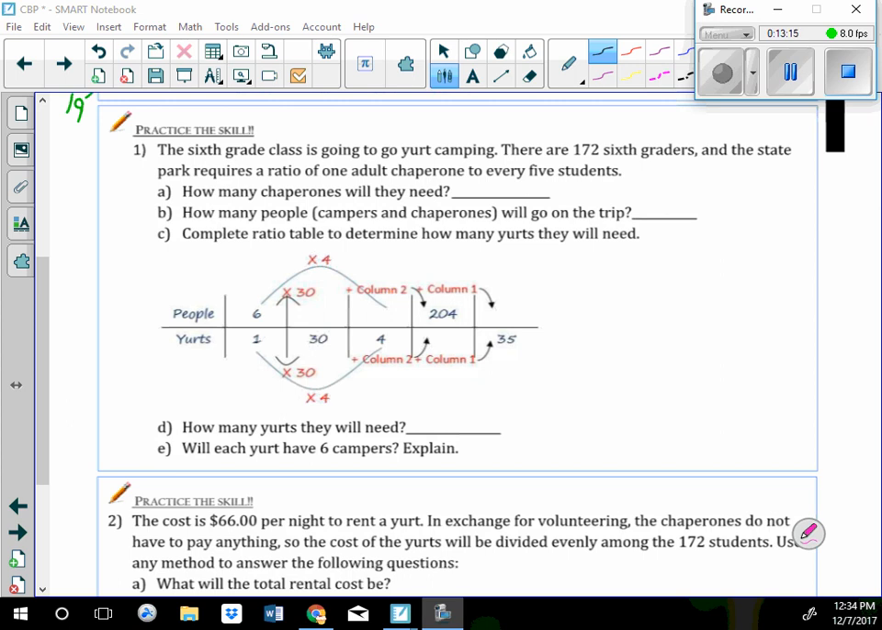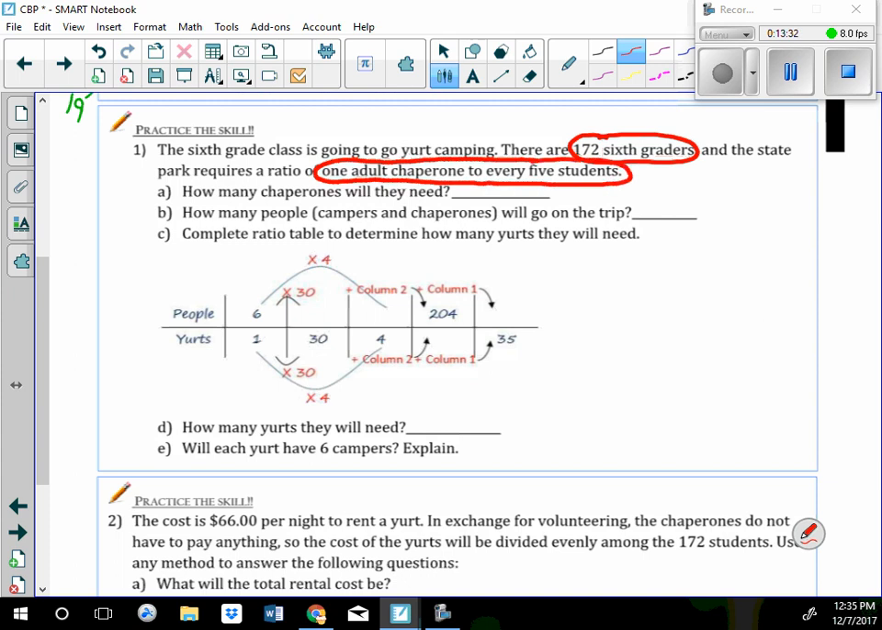There are, I'm going to circle this so I remember it, 172 6th graders, and the state park requires a ratio of 1 adult chaperone to every 5 students. My first question says, how many chaperones will they need? So I'm going to set up a ratio table. You have yours all ready for you.